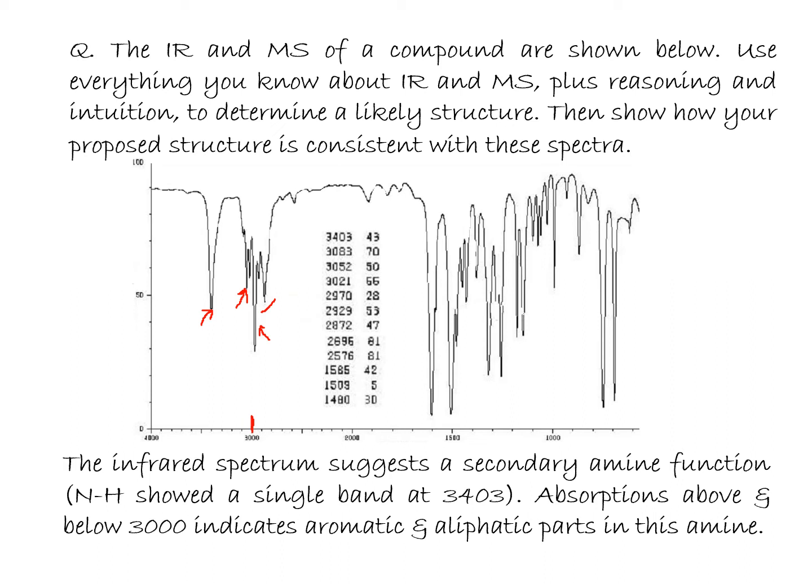The infrared suggests a secondary amine function. NH showed a single band at 3403. Absorption above and below 3000 indicates the aromatic and aliphatic part in this amine.